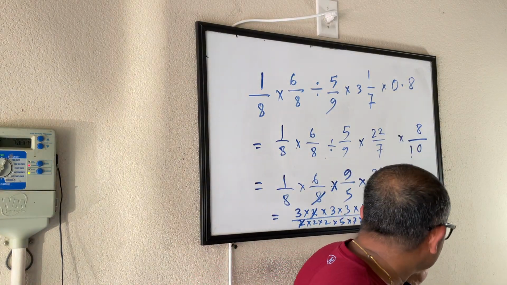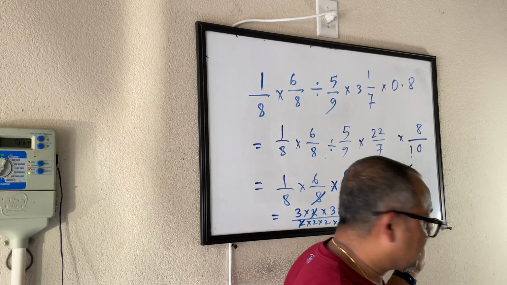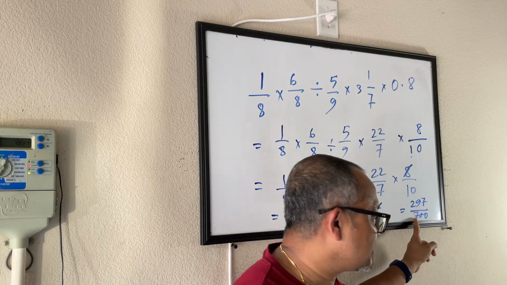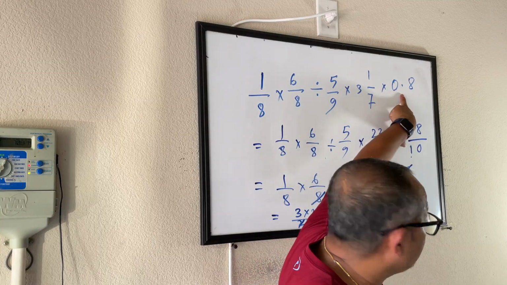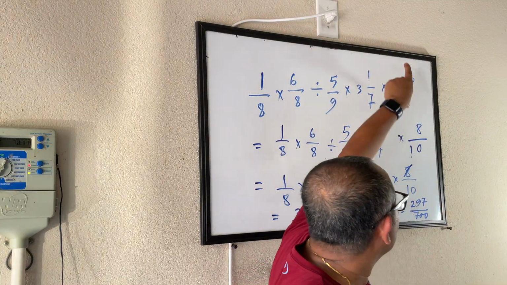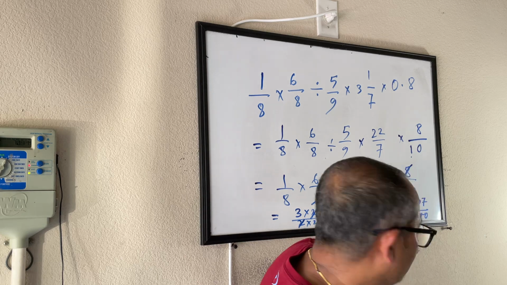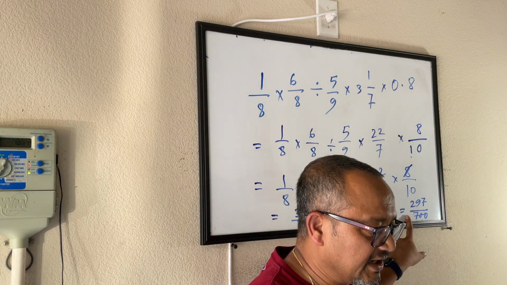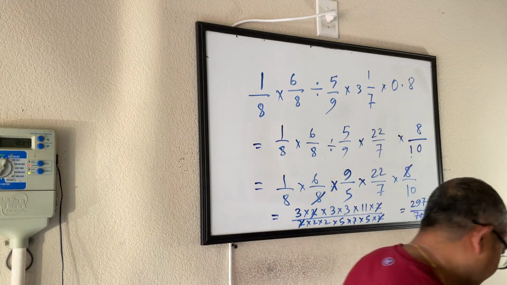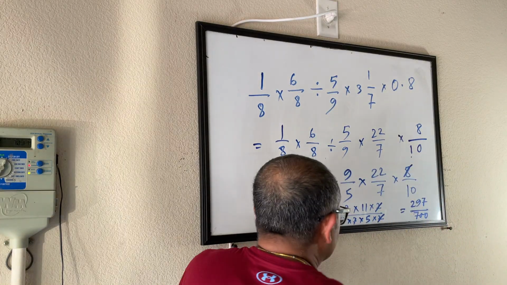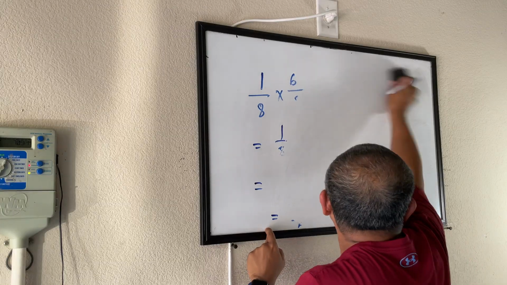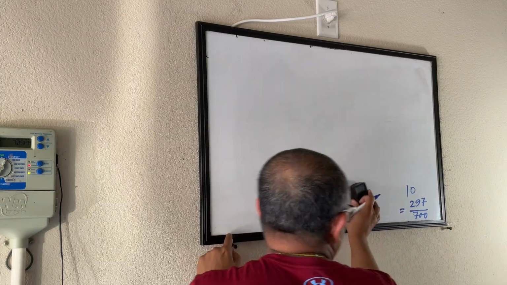Now it's up to us to leave it like this or convert this to a decimal. If we have to convert this to a decimal, this is going to be the reverse of what we did here. Here we converted decimal to a fraction. Here we have to convert fraction to a decimal. That is where we will use the chicken and egg story. 297 by 700, let's do that. Or let's pick an easy problem, then we'll come to this.